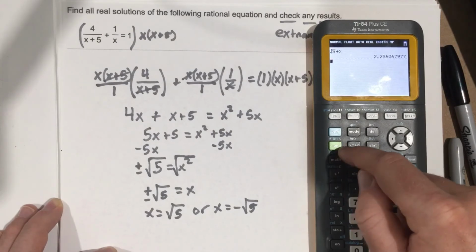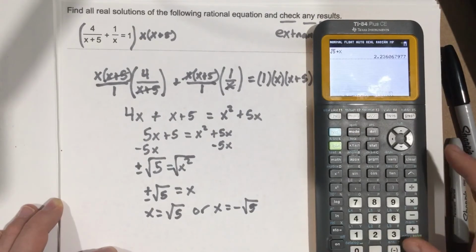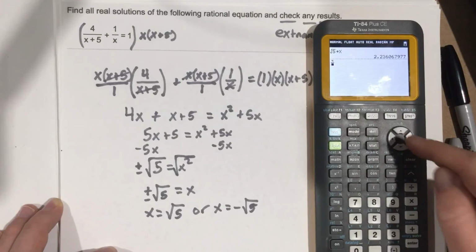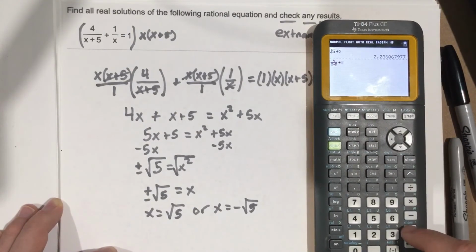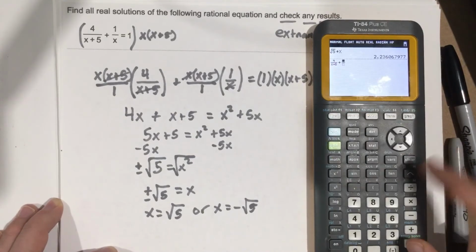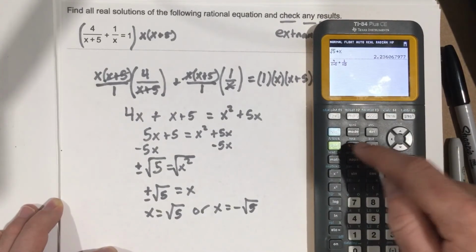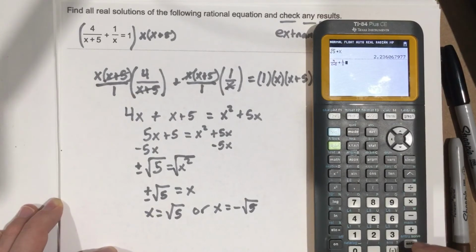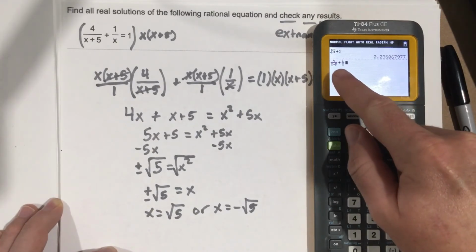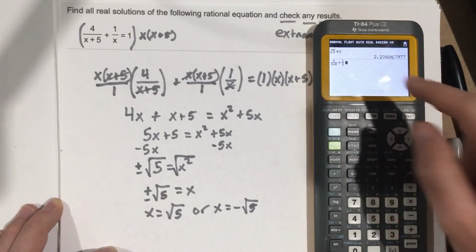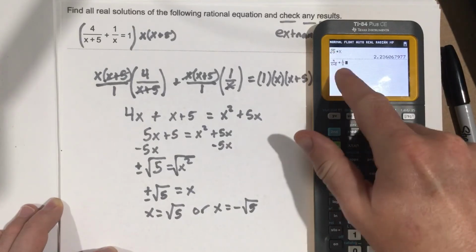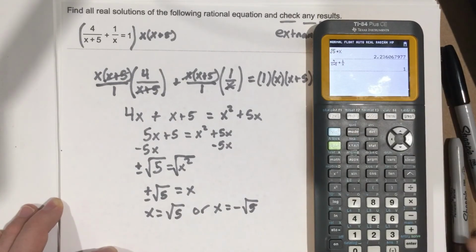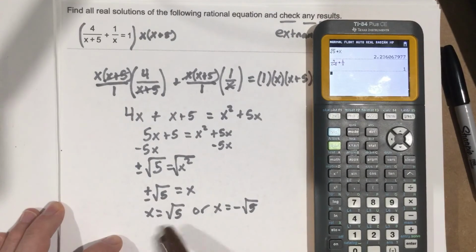So I'm going to say fraction, and then 4 over x plus 5 plus another fraction, 1 over x equals 1. Well, actually, I'm not going to put equals 1. I'm just going to type this in, and then I'm going to hit enter, and if it's 1, then we have our solution, right? Because I plugged in root 5 for the x values. And I do get 1. So this is a solution. Root 5 is a solution.